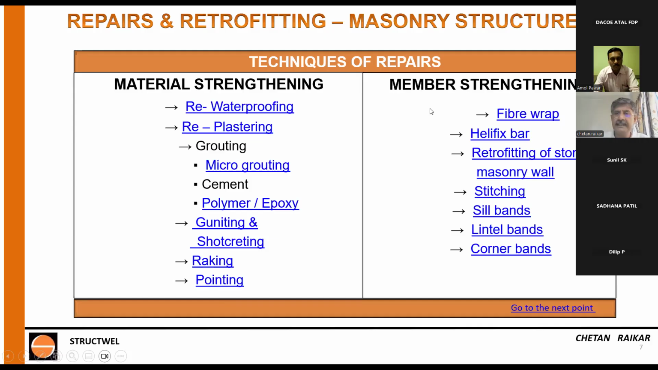I would slightly differ with my own slide. Graniting is also member strengthening. We will see how. We'll be seeing a photograph and explaining each of these in the next slides.